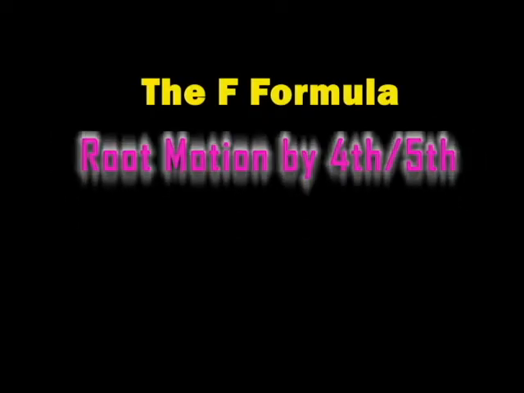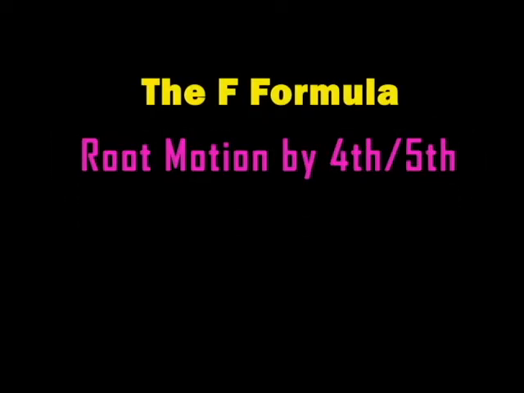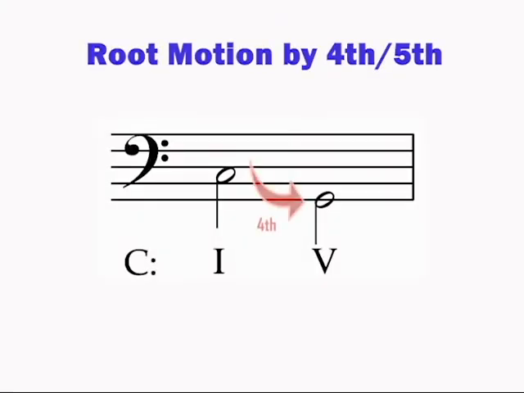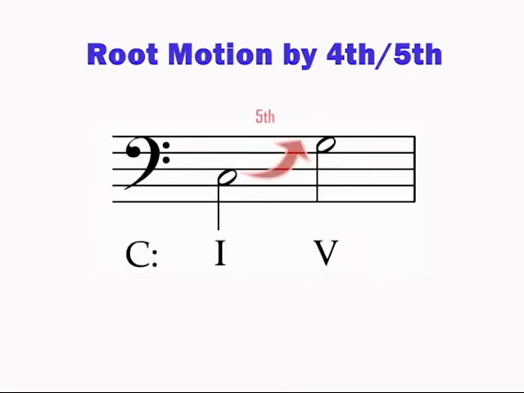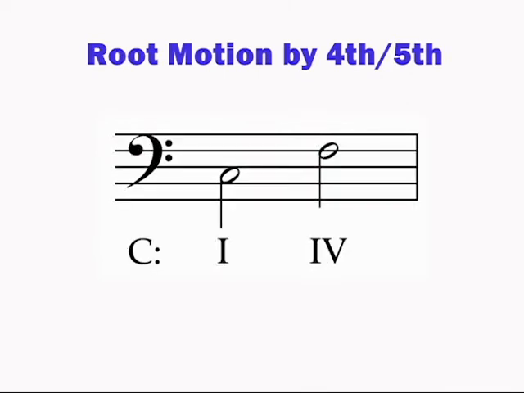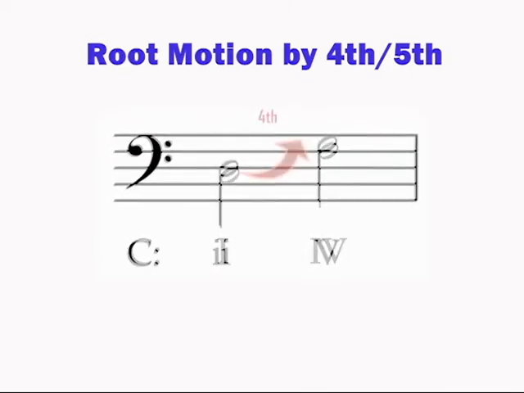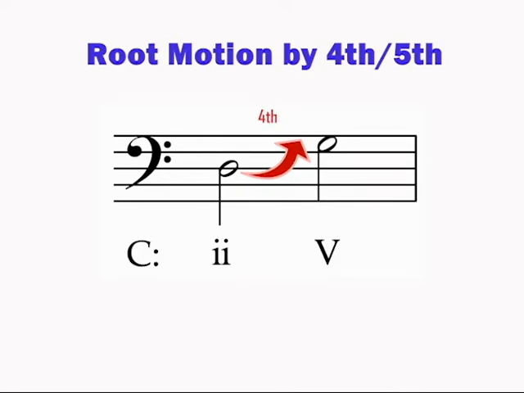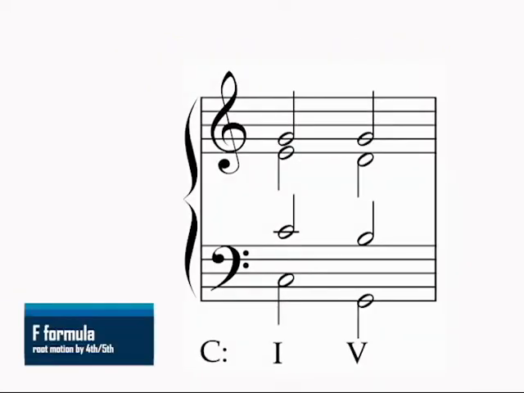Let's begin by looking at what I call the F formula. And F stands for 4th or 5th. The most common occurrence of the F formula occurs between the tonic and dominant. We are either going down a 4th or up a 5th, which will get you the same pitch class. But we also find it between the 1 and the 4 chord, or between the 2 and the 5 chord. In each of these cases, we will apply the F formula.